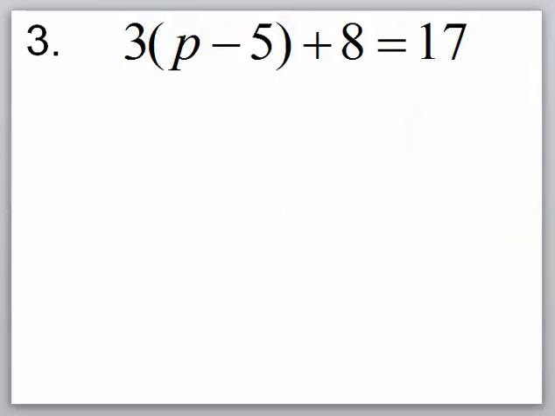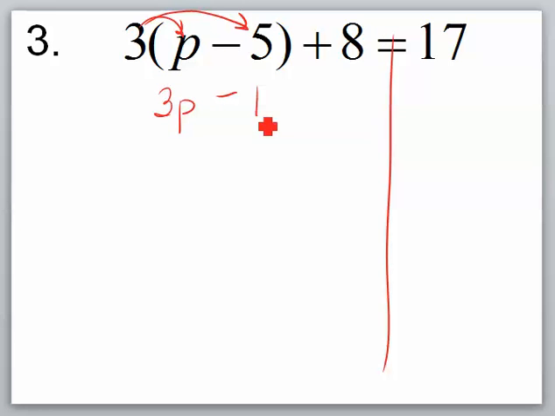For my next problem, I'm only distributing the 3 to what's inside the parentheses. Do not distribute the 3 to the 8. So it's 3p minus 3 times 5, which is 15, plus 8 equals 17.